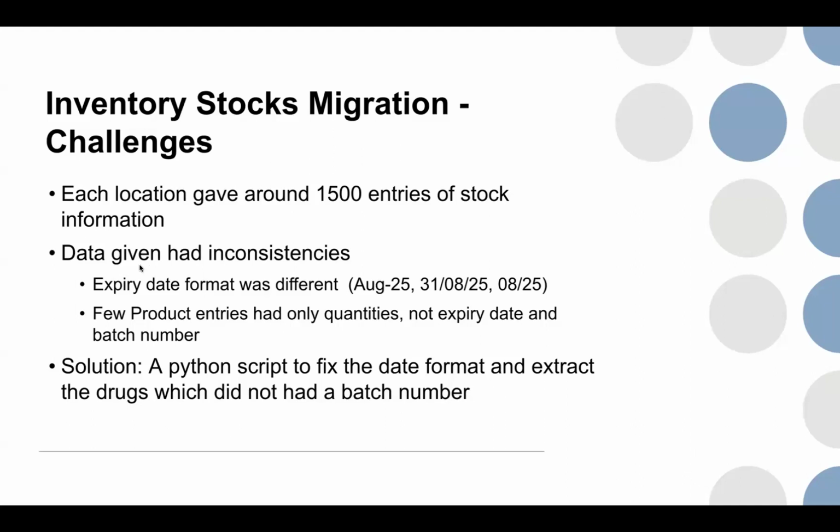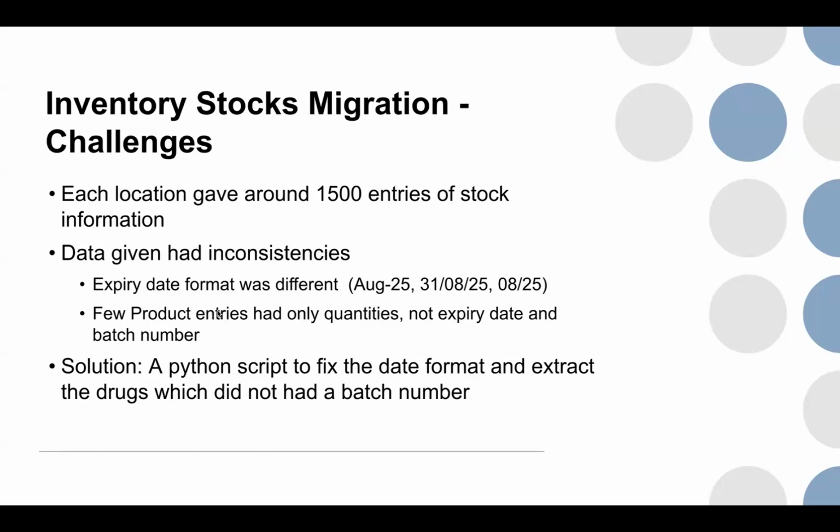Here we saw different date formats: a few were written as August 25, and some of the date formats were like this, and some like this. And in a few product entries, for example, from a strip of drugs they had cut 5 drugs and only had those 5, and they were not able to identify the batch number for the drug. In those scenarios, they did not enter the expiry date and the batch number.